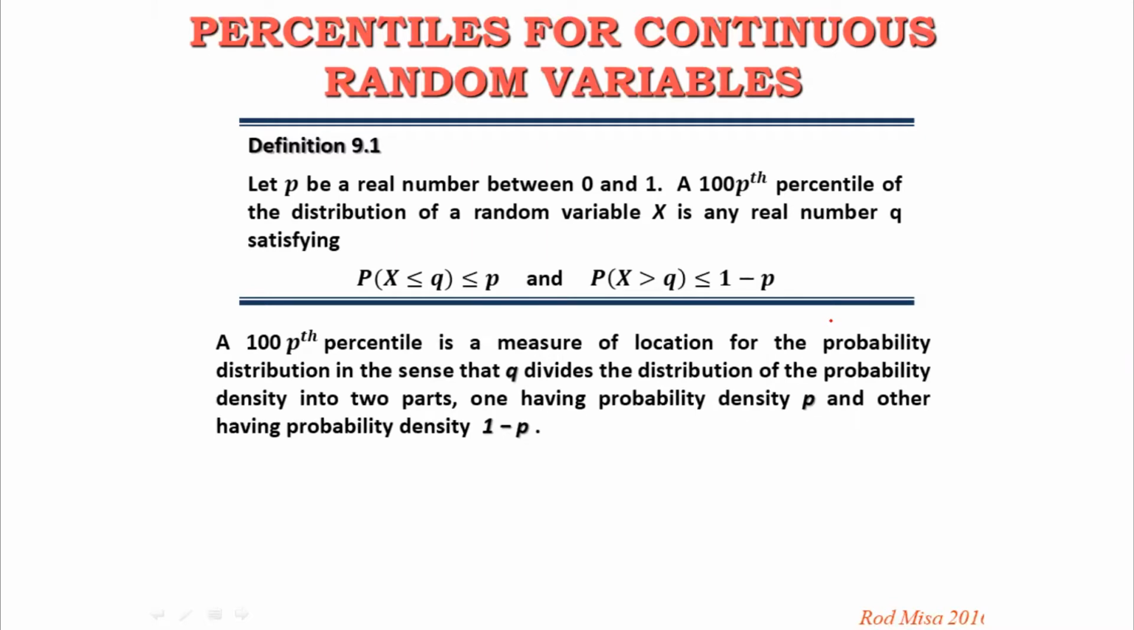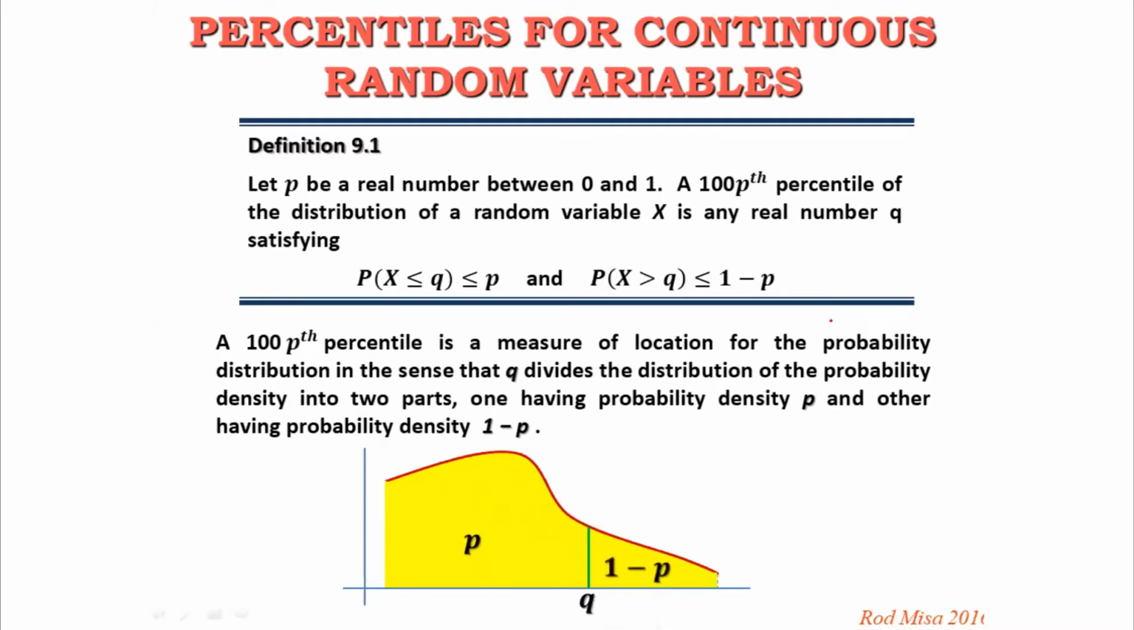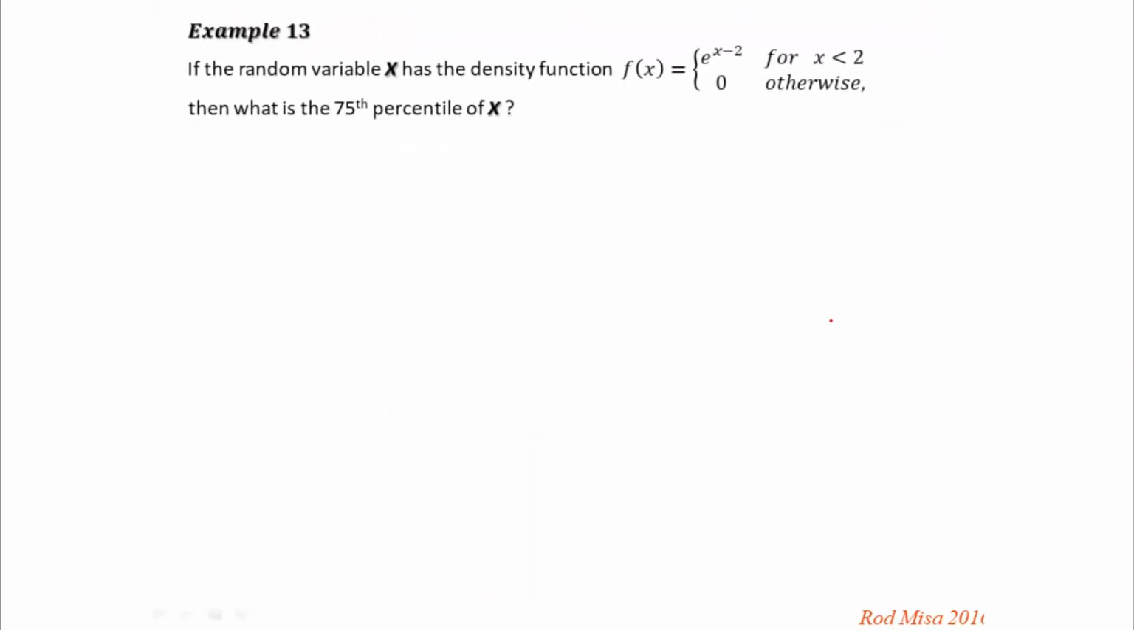And you can see this graphically through a graph here. Suppose this is our rectangular plane and this is our probability distribution over the domain of the PDF. The value of q divides the probability distribution into two parts: to the left of q is a probability of p, and to the right of q is a probability of 1 minus p. To illustrate this concept of percentiles for continuous random variables, we have this example here.